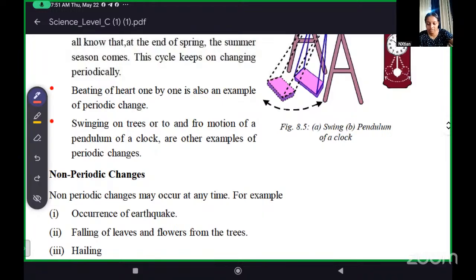Yes, Abraham. Also, periodic changes can be predicted, but a non-periodic change cannot be predicted as it can happen whenever it wants. Yes, periodic changes can be predicted. Okay, that is true. Then we have swinging of trees or to and fro motion of a pendulum as some more examples of periodic changes.